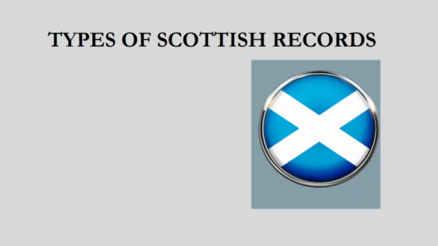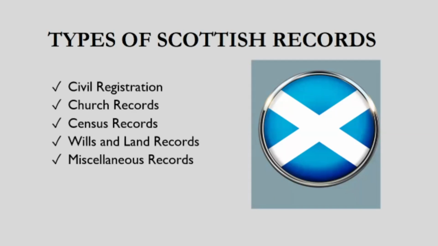So we're going to talk about Scottish records now. The types of records we're going to be looking at will be civil registration, church, census, the wills and the land records, and we'll go over some of the miscellaneous records that you might find out there.